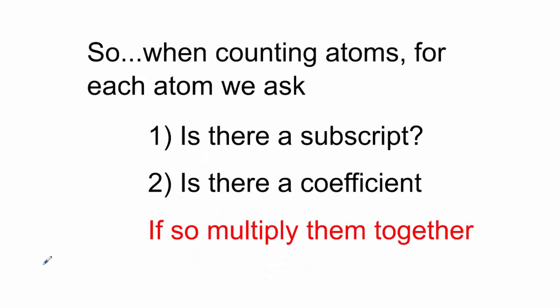So, when we're counting atoms, for each atom we ask these questions. Number 1, is there a subscript? Okay. If there is no subscript, we know it's an invisible 1. 2, is there a coefficient? If there is, then we multiply them together. And we'll have one more rule coming in the next video, and that's it.